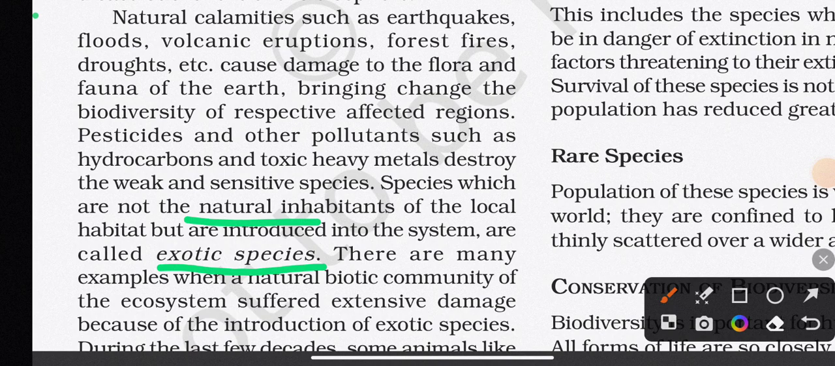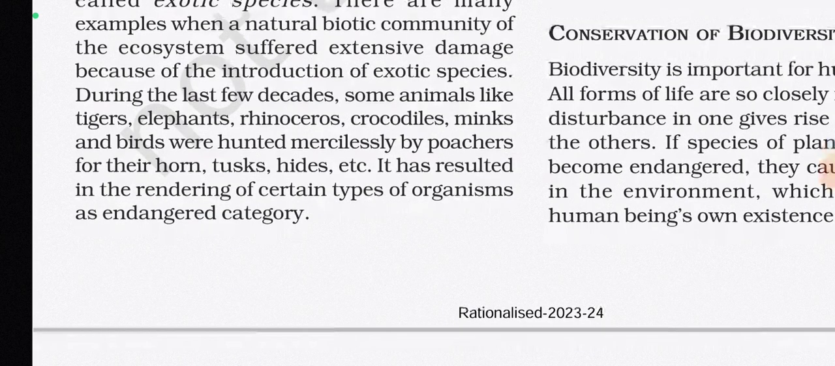There are many examples when a natural biotic community of the ecosystem suffered extensive damage because of the introduction of exotic species. During the last few decades, some animals like tigers, elephants, rhinoceros, crocodiles, minks, and birds were hunted mercilessly by poachers for their horn, tusks, hides, etc. It has resulted in the rendering of certain types of organisms as endangered category.